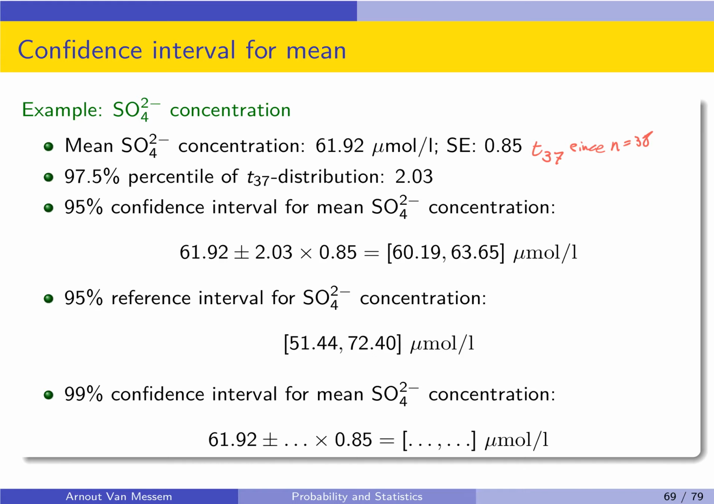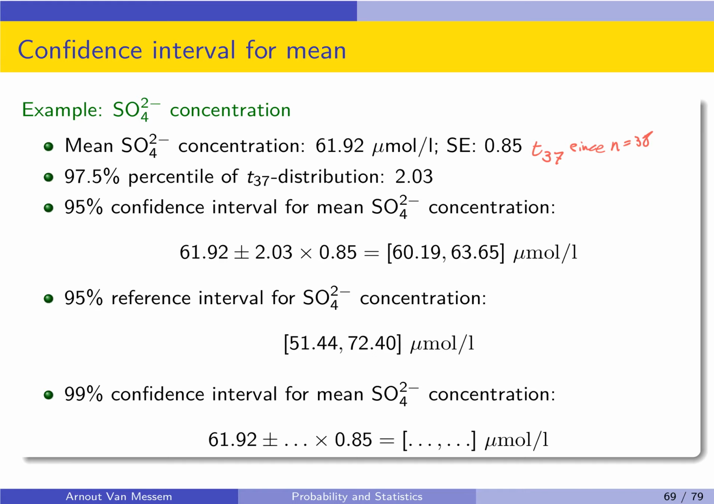And so the exact 95% confidence interval for the mean sulfate concentration is 61.92 plus or minus 2.03 times 0.85, or an interval that goes from 60.19 micromolars per liter to 63.65 micromolars per liter.